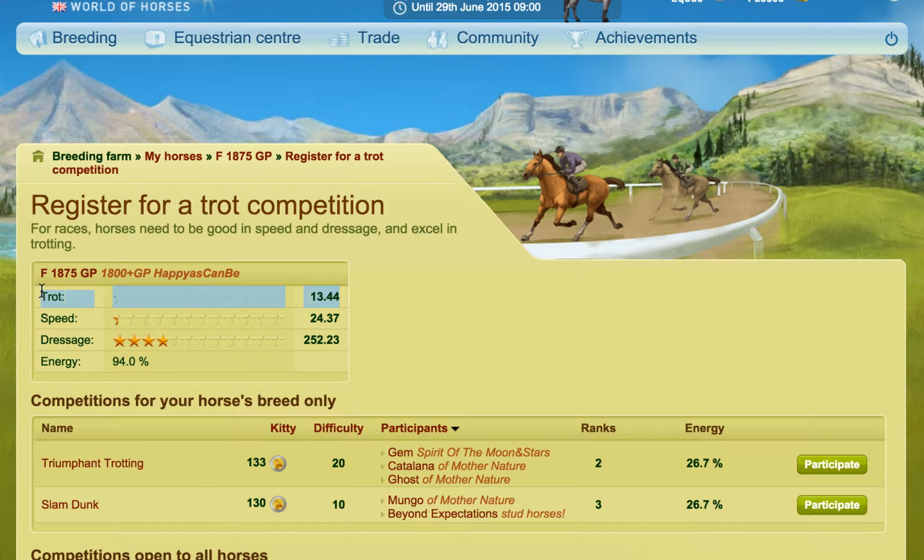So you could have a horse that is magnificent in trot, but it's rubbish in speed and dressage, like really bad. So it might not do so well against a horse that's reasonably good at trot and also pretty good at speed and dressage. You have to think about it like that. You have to fine tune it. And you'll find this out if you test it out a few times with different kind of horses. You sort of have to get a feel for it.